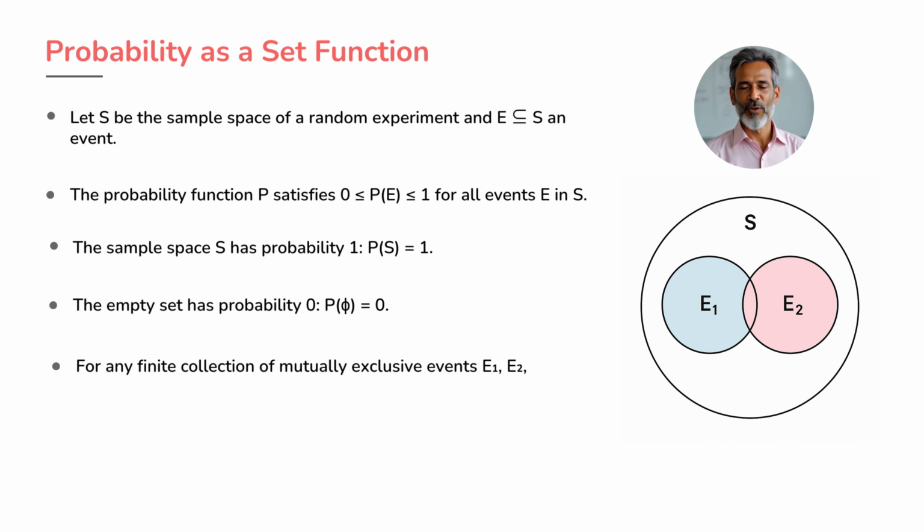Now comes an important rule. When two or more events cannot occur together, known as mutually exclusive events, their probabilities can simply be added. So for such events E1, E2, and E3, P(E1 union E2 union E3) equals P(E1) plus P(E2) plus P(E3). This is the strength of the axiomatic method. It provides universal rules that work in every situation, whether the outcomes are fair or not.